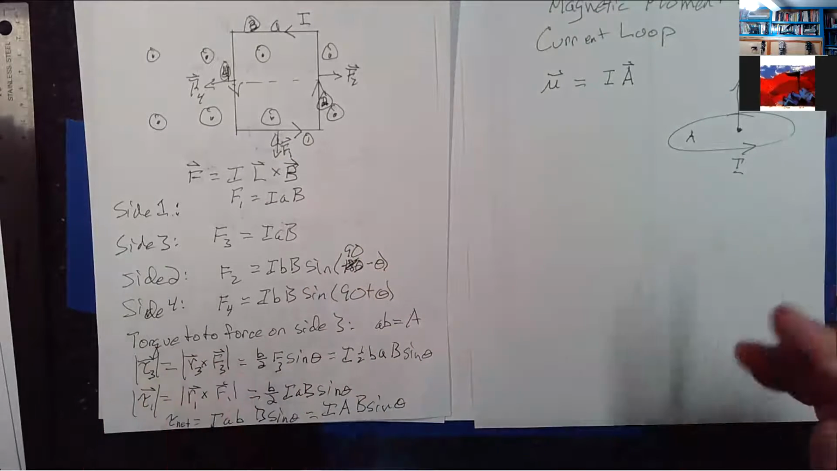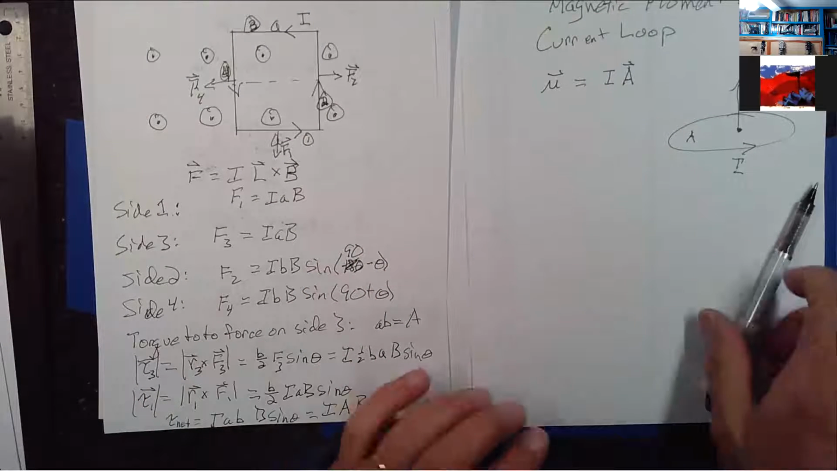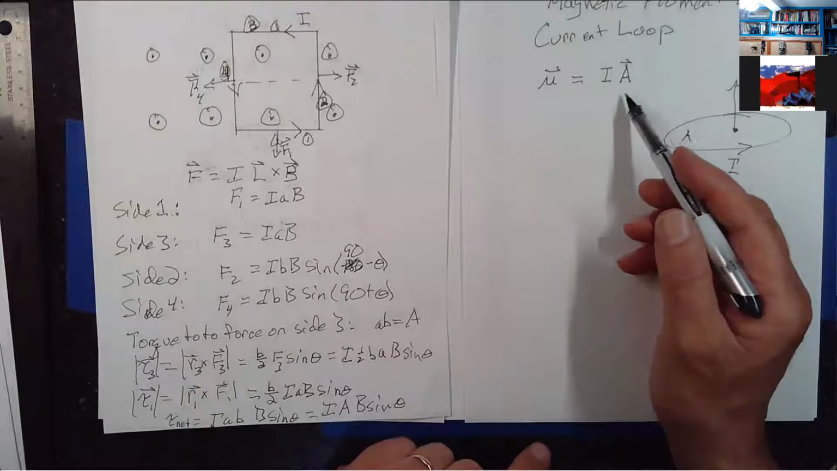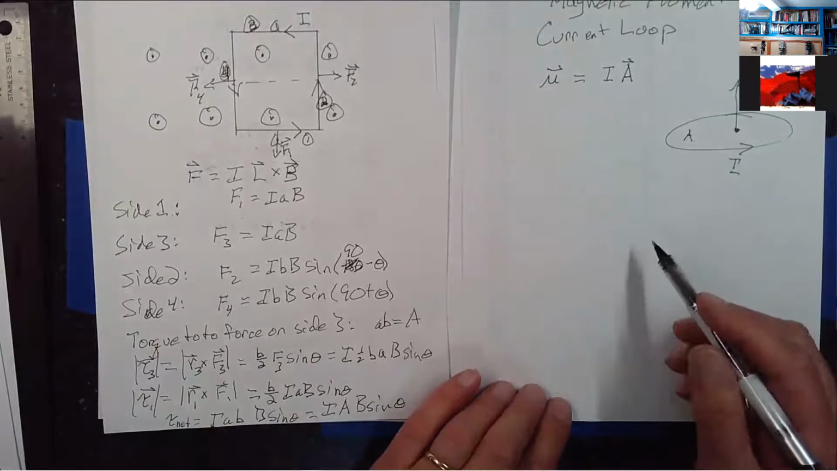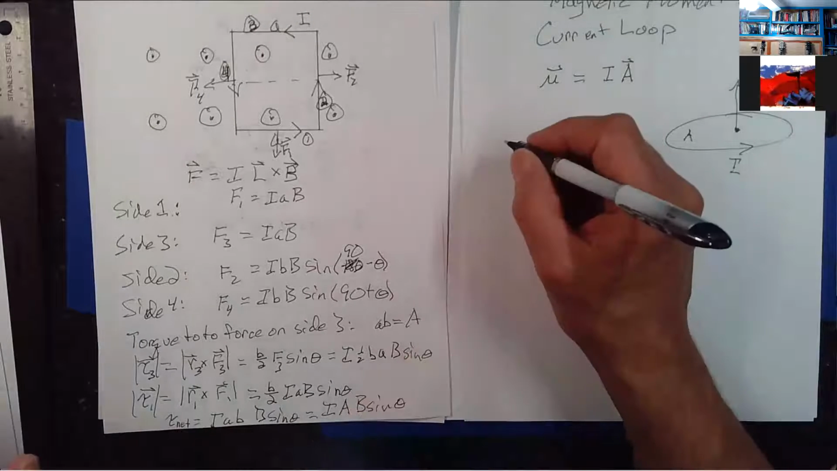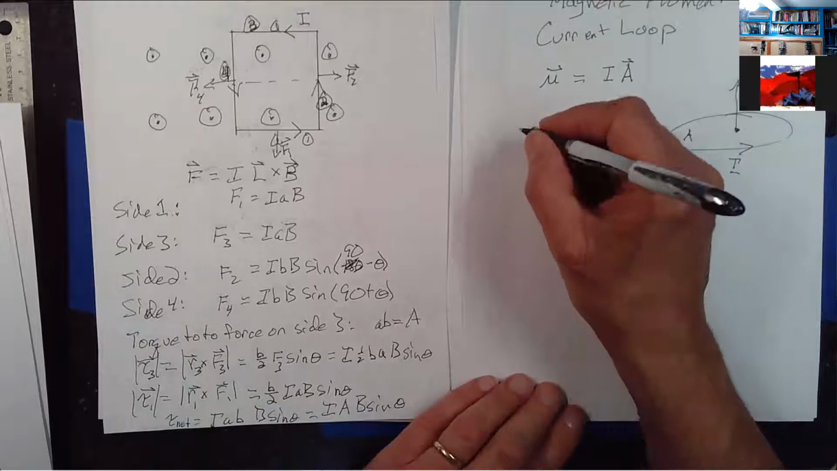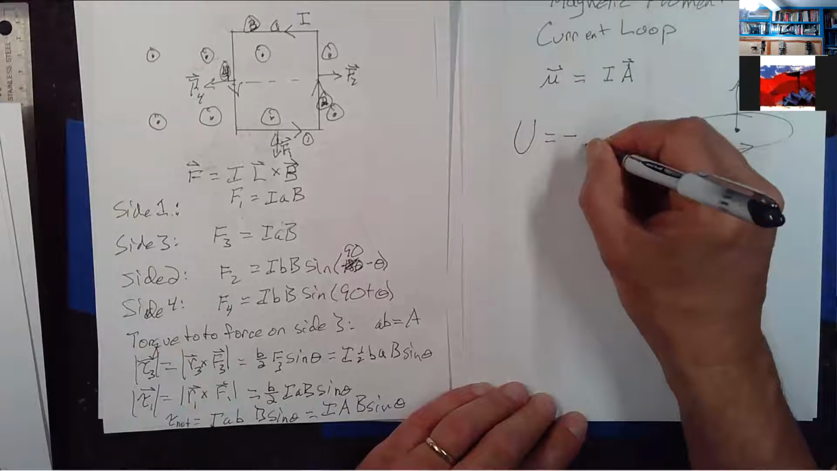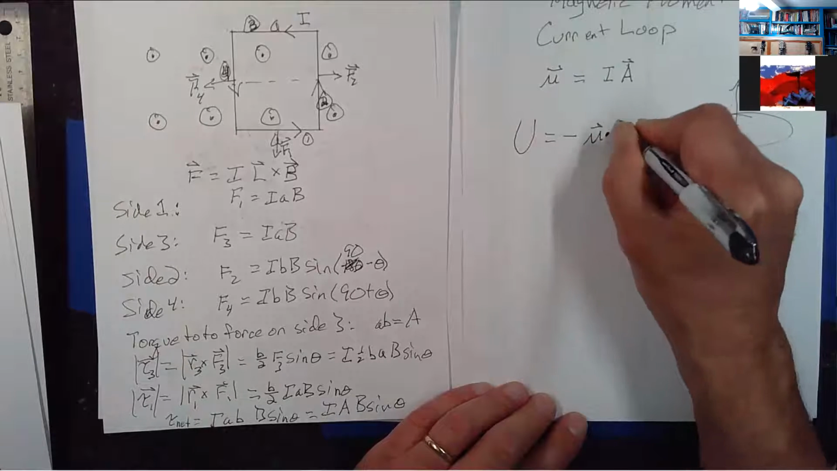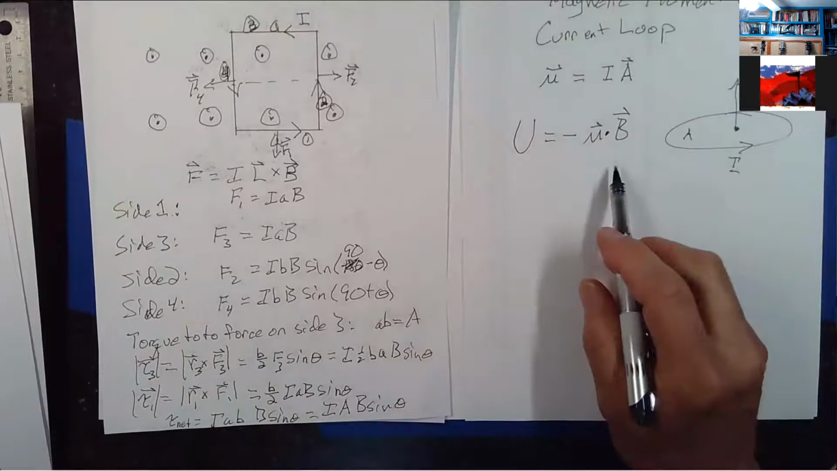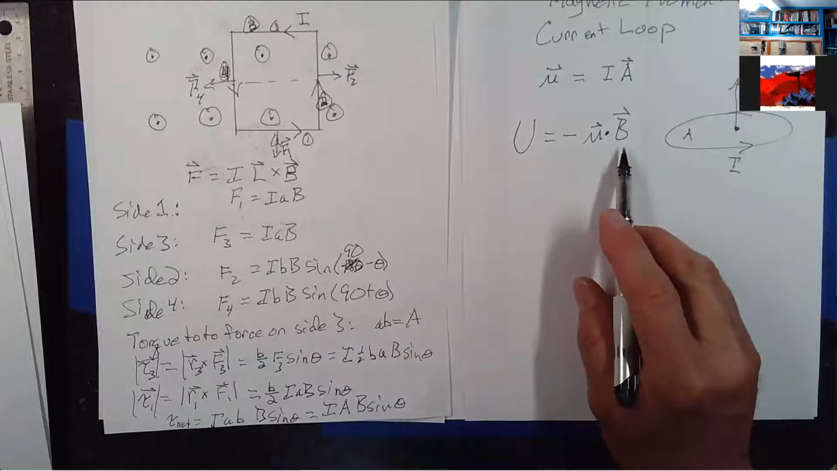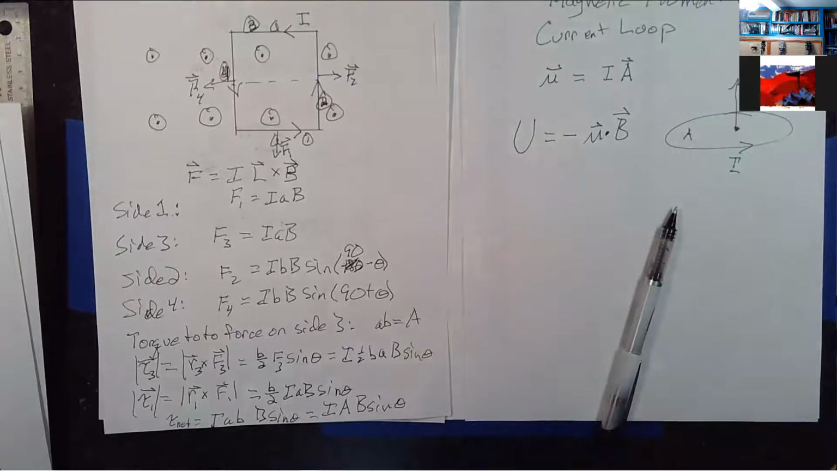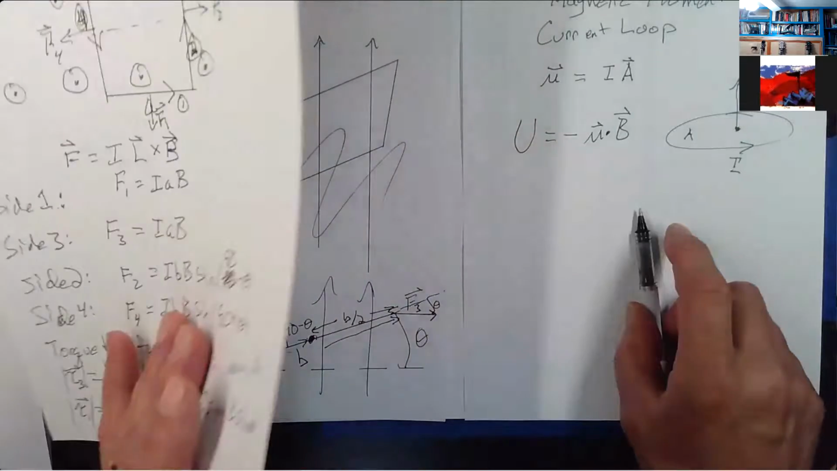Because we've got this torque that acts on things and we can reorient things in a current loop like this, it turns out there's a potential energy associated with a current loop in an external magnetic field. And the potential energy looks a little different than usual. It ends up being, it's got a minus mu dot B in it. So it's at a minimum when the two are pointing in the same direction, and I guess that makes sense for our sketch that we've got here.